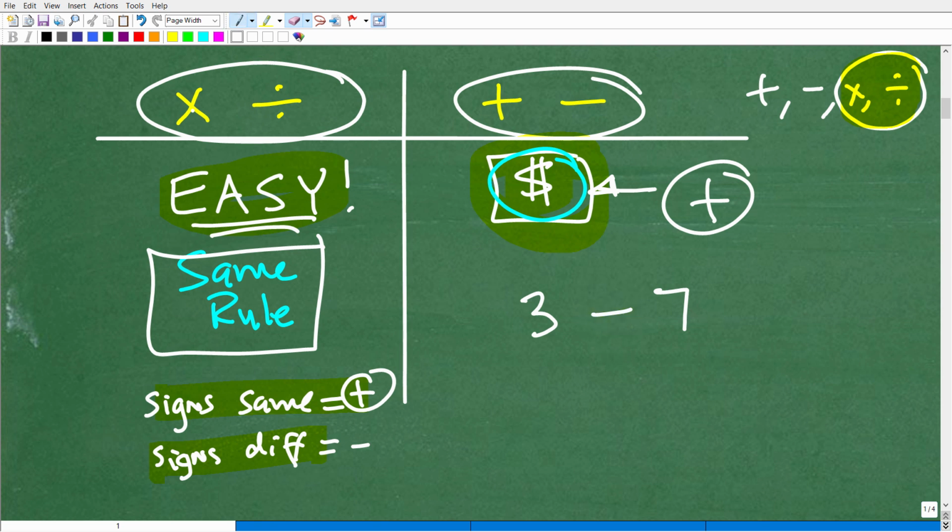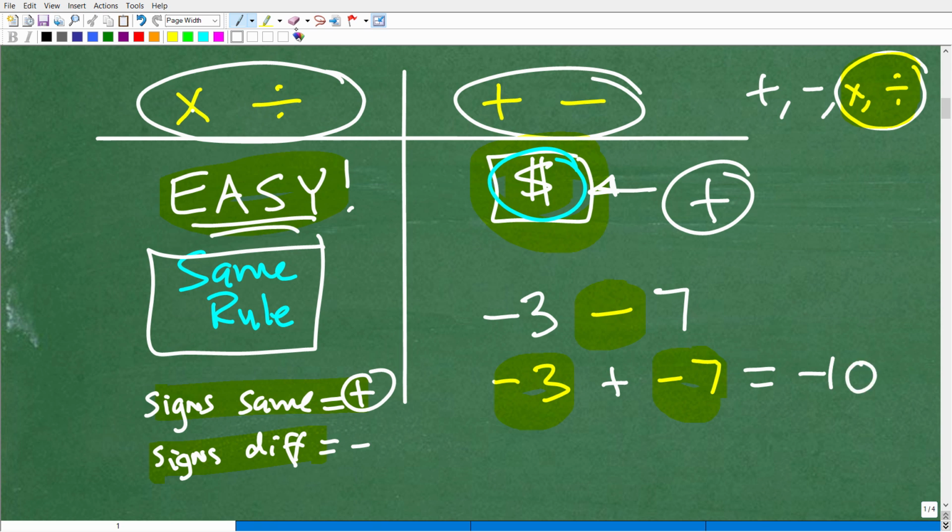What if I had negative 3 minus 7? Okay, well, we're going to go ahead and do our plus negative again. So this would be negative 3 plus negative 7. So now I have $3 in debt, and $7 in debt. So we're going to have a total of $10 in debt.